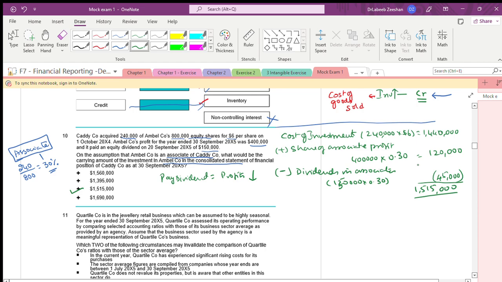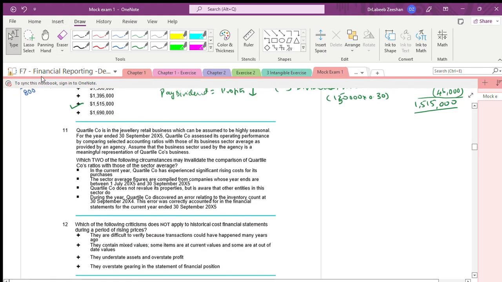Is it clear? Yes, it's clear. Next. Again, a theory question. Is it right?